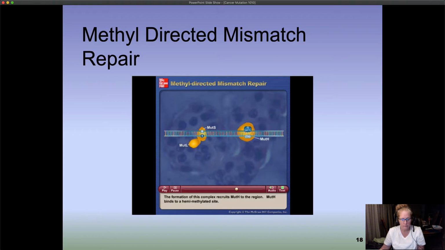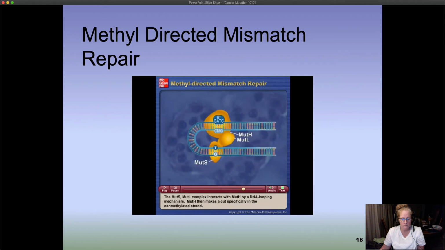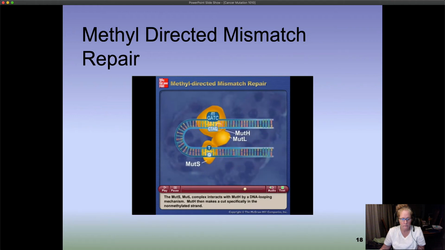Mut-H binds to a hemimethylated site. The Mut-S, Mut-L complex interacts with Mut-H by a DNA looping mechanism. Mut-H then makes a cut specifically in the non-methylated strand. An exonuclease digests the non-methylated strand from the cleavage site to just beyond the mismatch site.